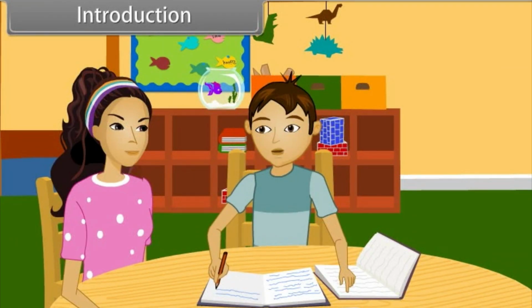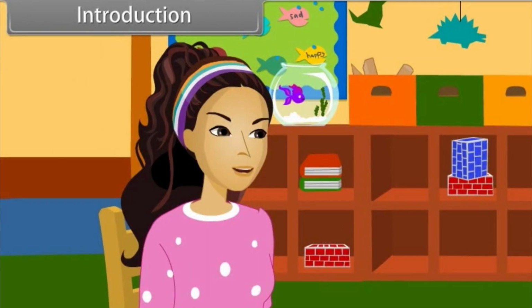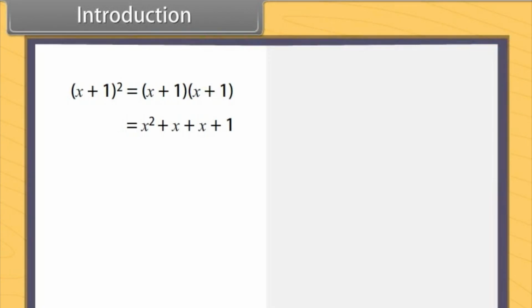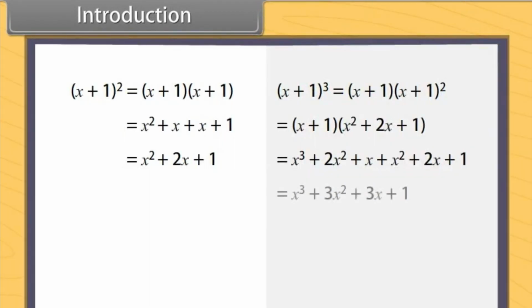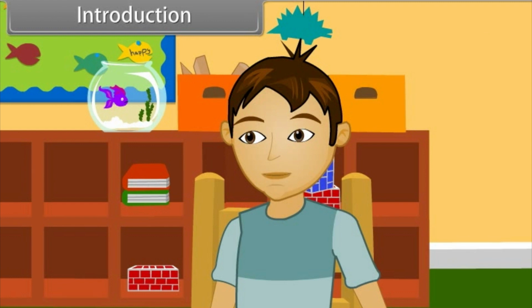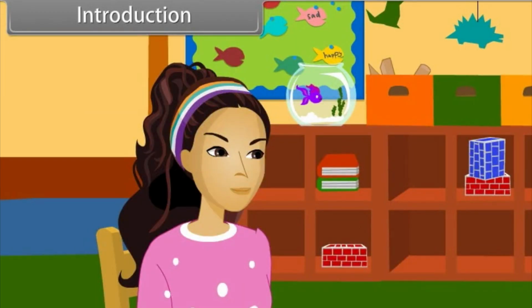Hey Suman, can you help me in expanding these expressions? Yes, sure. Show me. When we expand (x + 1)^2, we get x^2 + 2x + 1. And when we expand (x + 1)^3, we get x^3 + 3x^2 + 3x + 1. That was easy. Can we expand (x + 1)^4 or (x + 1)^5? Yes, we can expand them too.